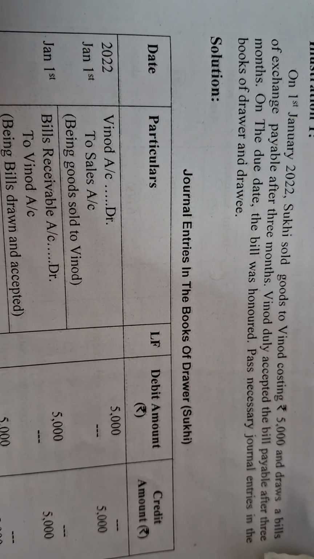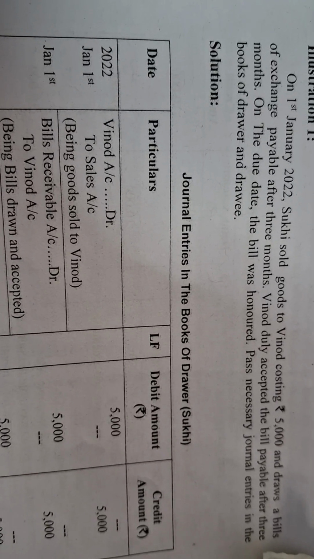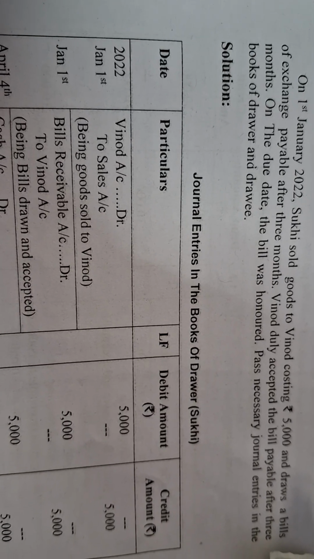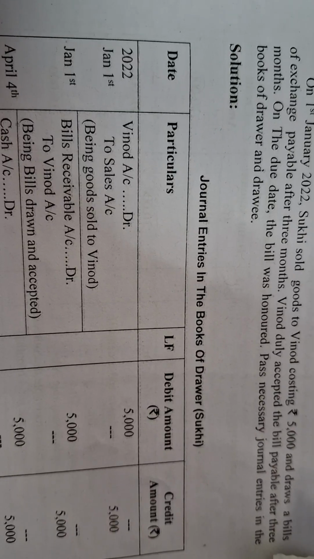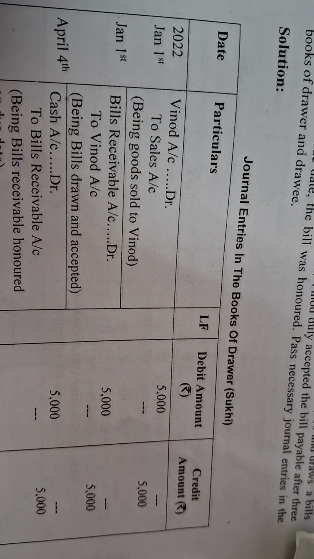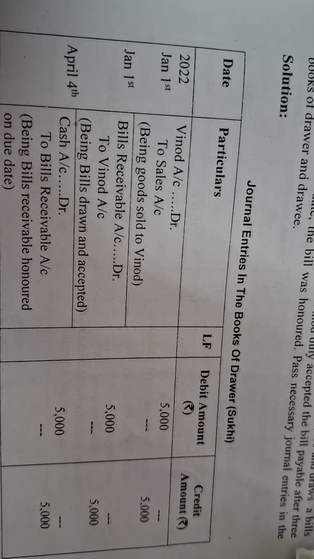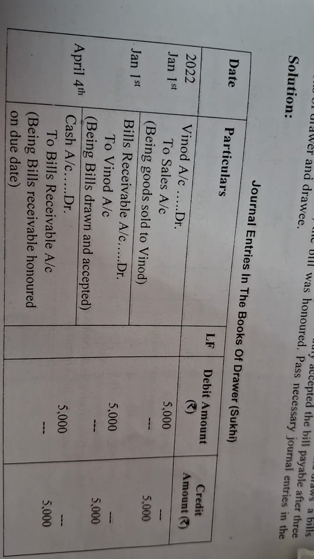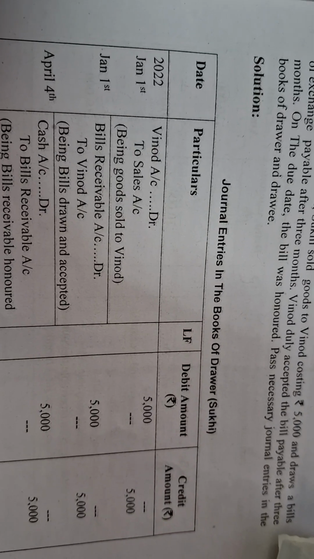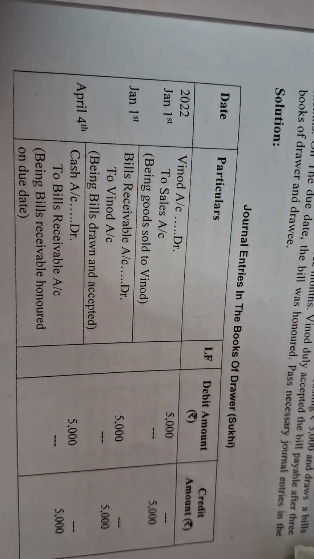So Vinod duly accepted the bill payable after 3 months. There we have already taken the acceptance journal entry. On the due date, the bill was honored. Now, when the bill is honored, what should be the journal entry? If the bill is honored, then cash account debit, either you can take cash account or bank account, to bills receivable account, being the bill received honored on the due date. Whatever the due date was, it was honored. That is again the same 5,000 rupees bill which we were discussing right from the beginning. So the same amount will be given.